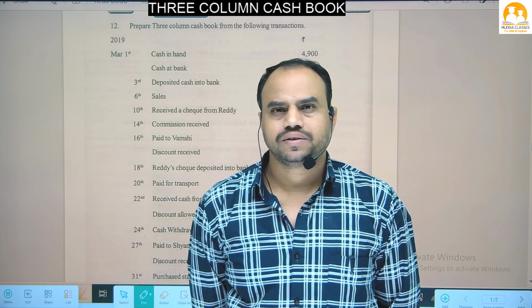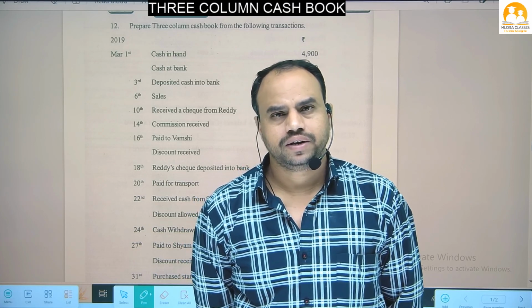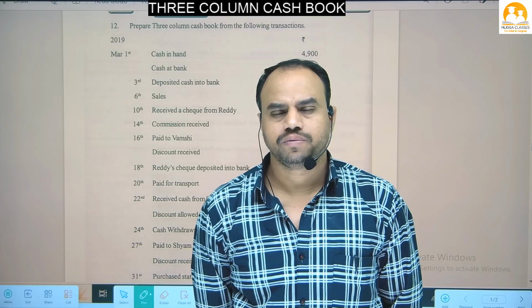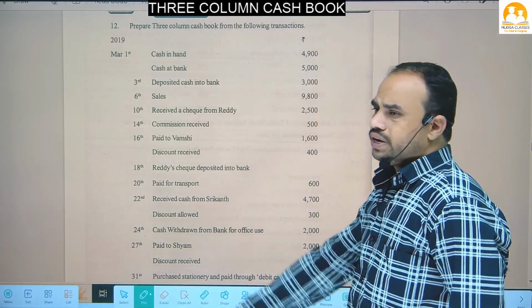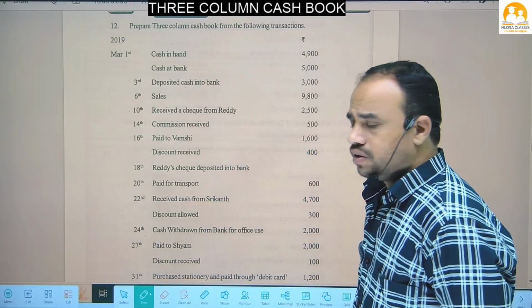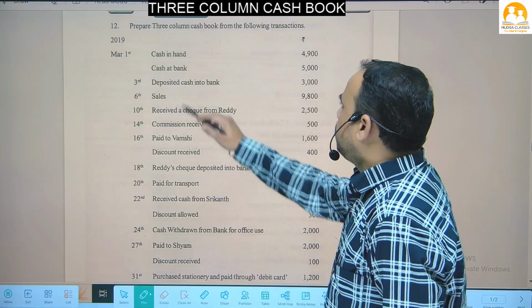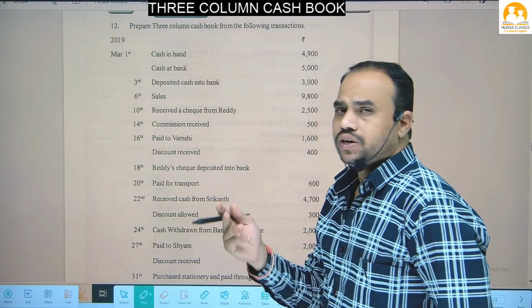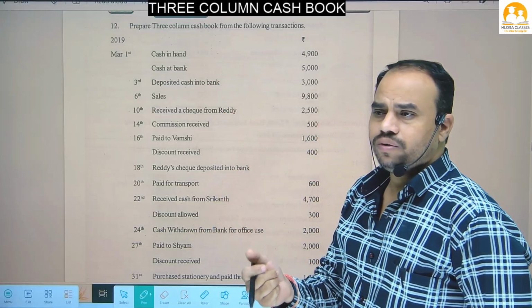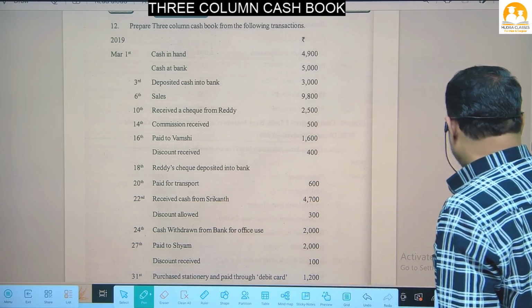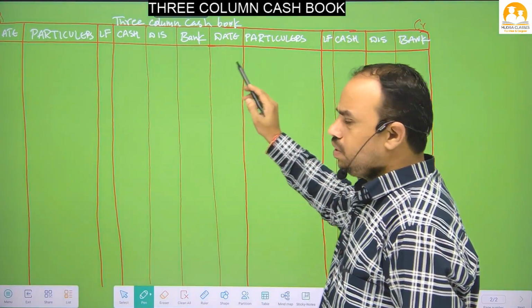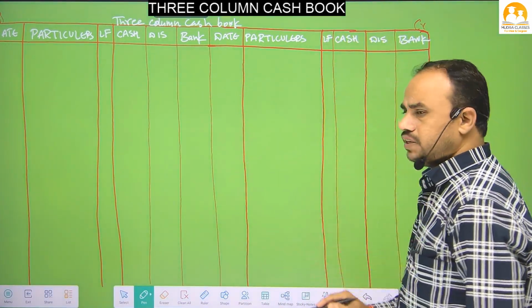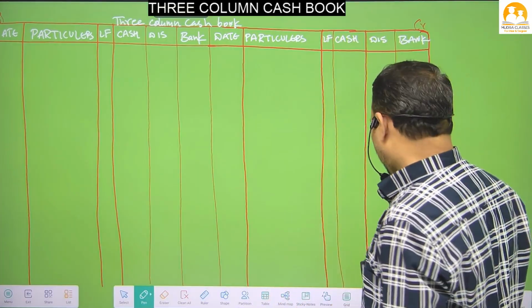In the previous class, I explained question number 10 and 11. In this video, I am going to explain question number 12 from the column cash book. What is the question asking? Prepare a 3-column cash book. The 3 columns are the cash column, discount column and bank column. I have already drawn the format here: cash column, discount column, bank column, debit side as well as credit side.